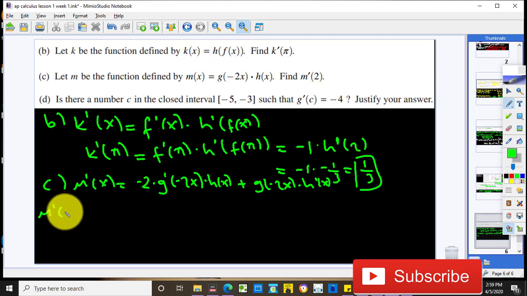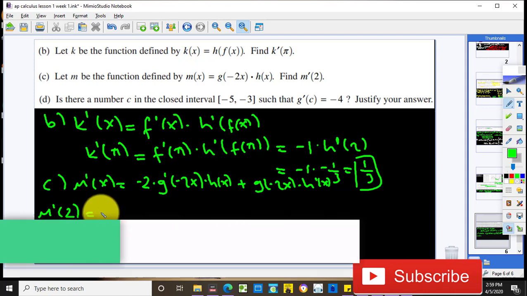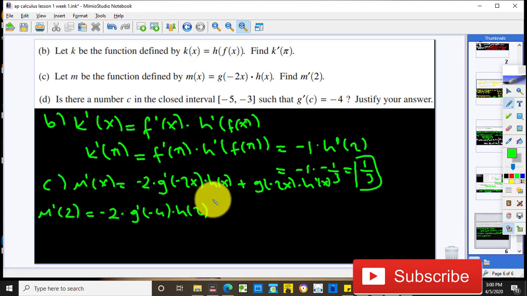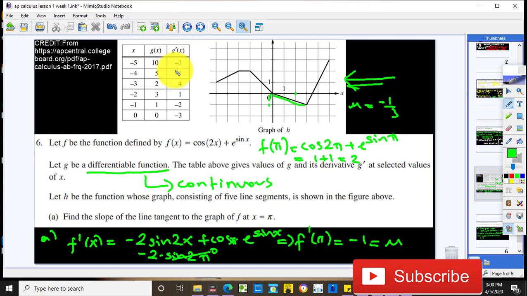So m prime of 2 is going to be equal to negative 2 times g prime of negative 4 times h prime of 2, wait, I'm sorry. We know that h prime of 2 is negative 1/3, and plus g of negative 4 times h of 2. We need to figure that out from the graph. So negative 2 times, what is g prime of negative 4?